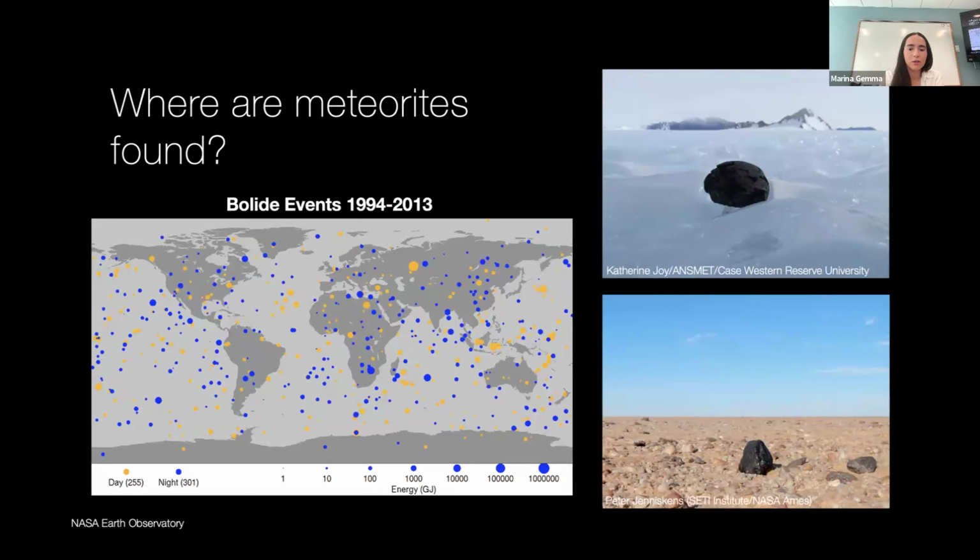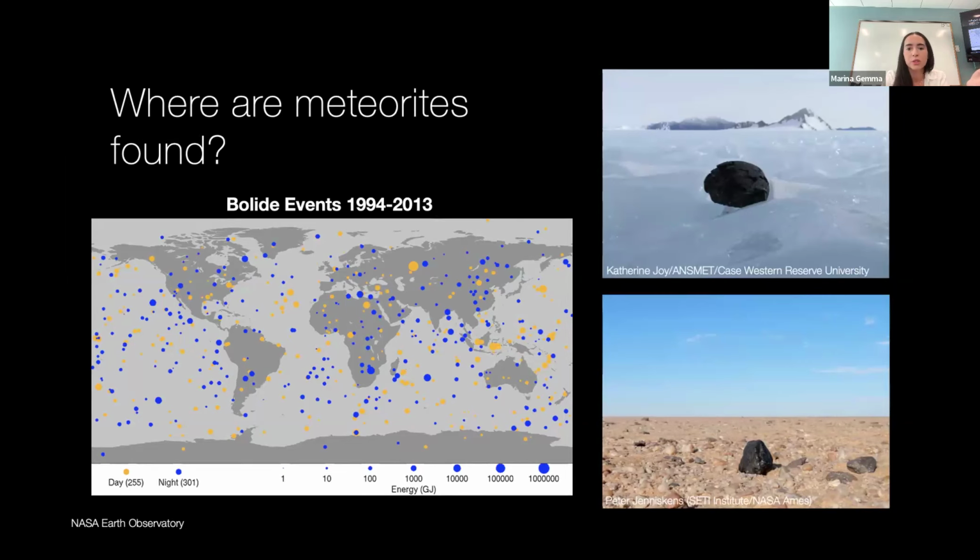Meteorites fall, there are hundreds falling to Earth every day. This is a map of what we call bolide events. That's basically an airburst larger than, I forget the exact definition, but basically a meteor that's detectable by radar. This is a map of those events between 1994 and 2013. You can see there's really no preference for a certain region of Earth where these things are falling. They're falling all over.